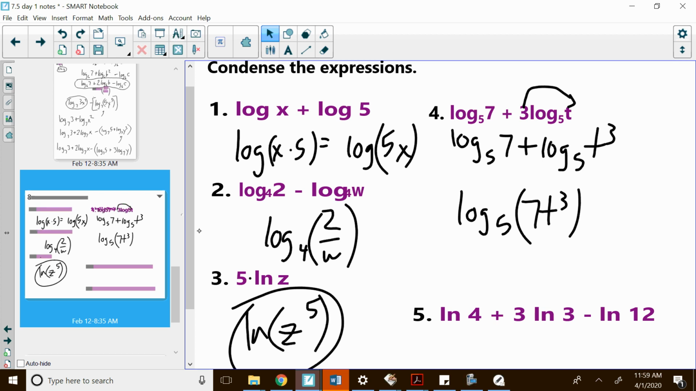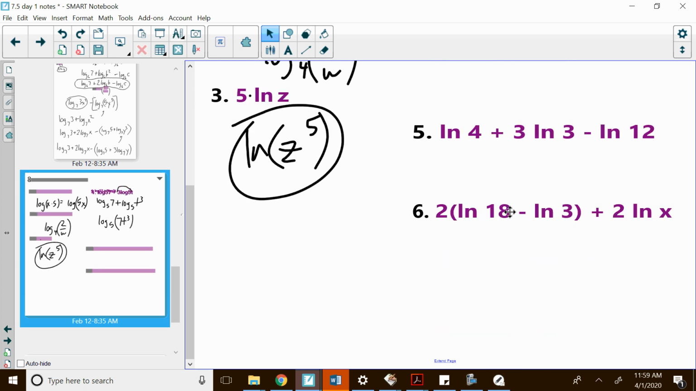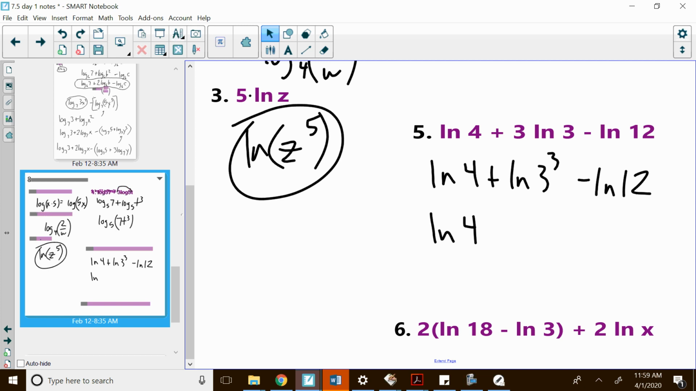Okay, second to lastly, number 5, we're condensing natural log of 4 plus 3 natural log of 3 minus natural log of 12. So only numbers here, but you can still do it. This is the natural log of 4 plus the natural log of 3 cubed minus natural log of 12. I'm actually going to call it 27 right away, because 3 cubed is definitely 27.